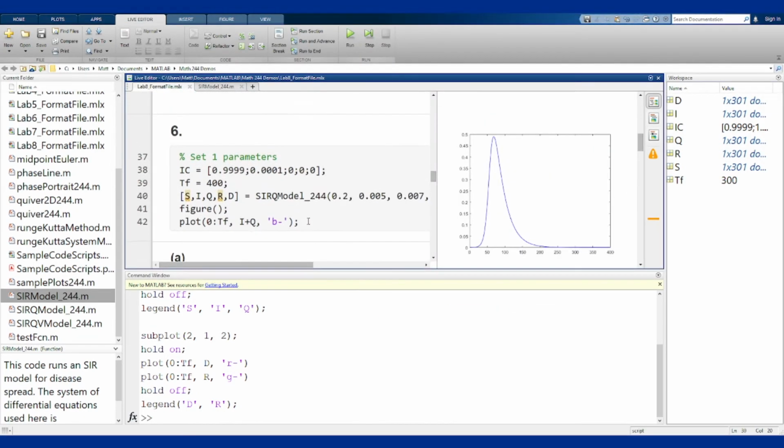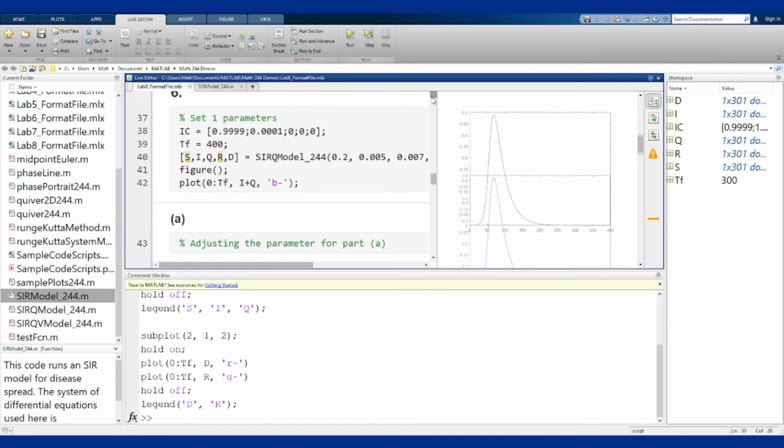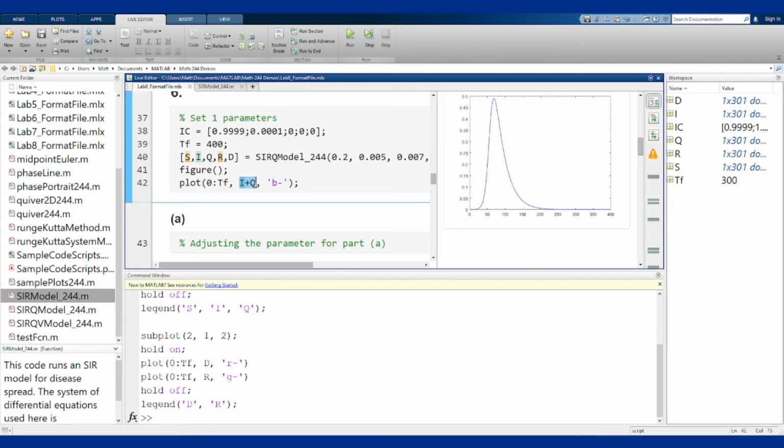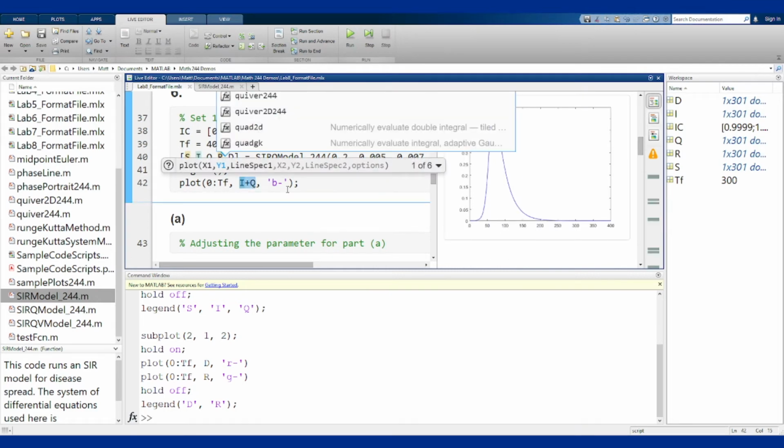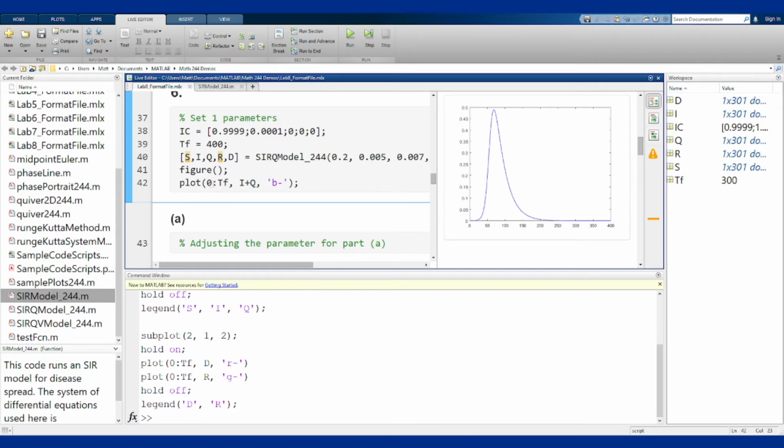Now, for some of these parts where you're adjusting parameters, there's different things that you're aiming for, right? So for this section, you're actually looking at when can I make I plus Q below a certain maximum value? So the graph you're given is I plus Q.